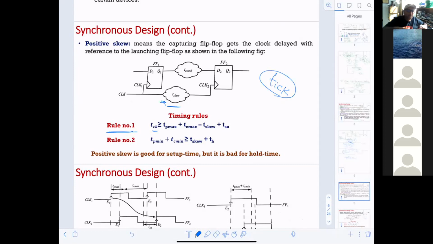It means that the circuit will take it. There is no STA violation. Greater than or equal, there is no violation. Reverse, there is a violation that we have to fix, right? So here, tick is greater than or equal to what? TP max. Do you remember this? Propagation delay maximum plus the TC max, which is the combinational circuit maximum, minus the T skew plus the setup time of the second flip-flop.